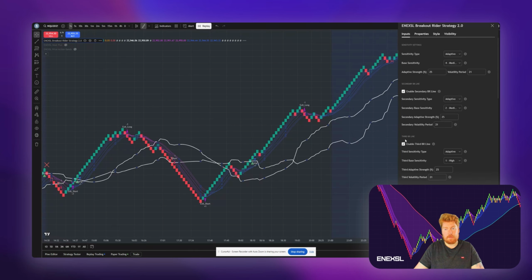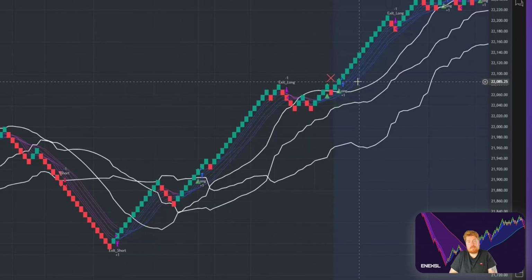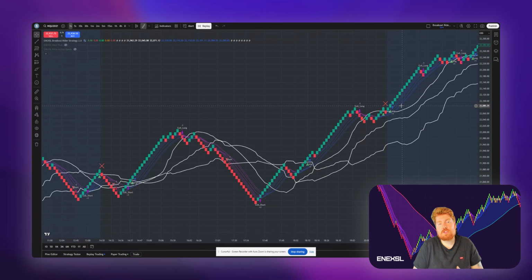Now, all of these have the same options as the original Breakout Rider line, where you can change their adaptive strength and volatility period, giving you the customization to improve your trading performance. Ultimately, adding multiple Breakout Rider lines is going to help improve your entry confirmation, reduce weaker entries, and add the ability to take your manual trading method to automation.